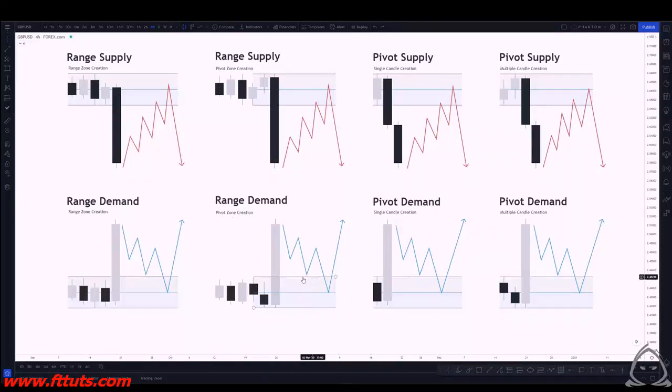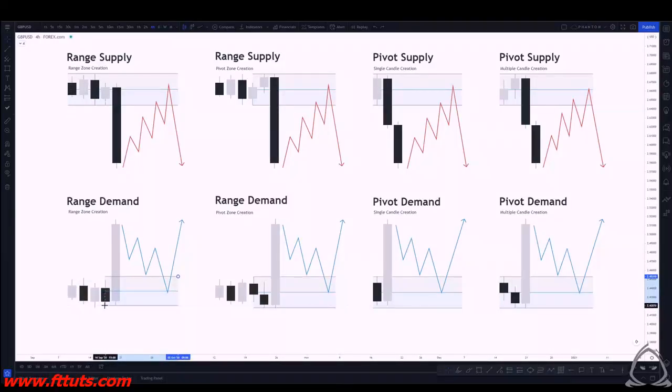And the same is said with range demand. With a pivot zone creation, we have 2 bearish candles and then the rapid expansion outside of that range. Again, if I just move this over, the range would be exactly the same in this example, but it just refines it to a little bit more clean-cut way or approach of drawing or mapping the demand zone.